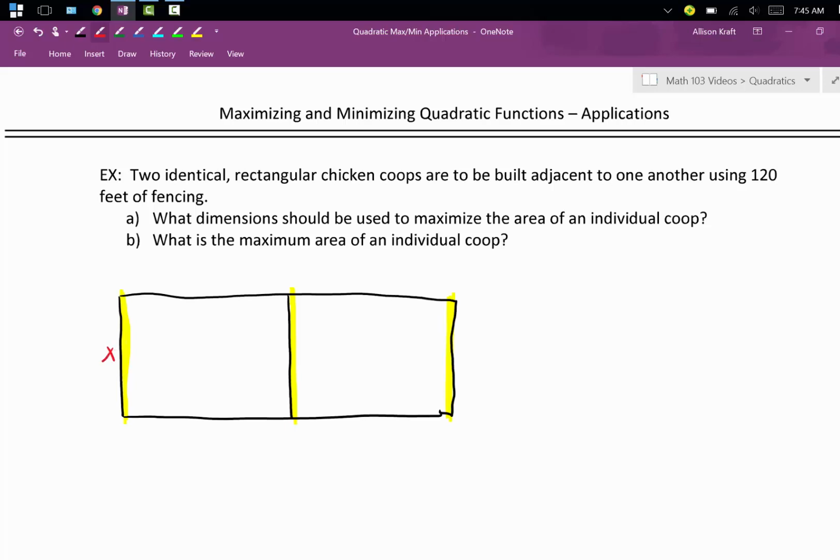I also want to note that if you're building two fenced-in areas right next to each other, you would not put a double wall of fencing in the middle. Like, we would not have a second vertical line here. We would try to save fencing and use that middle wall for both pens.